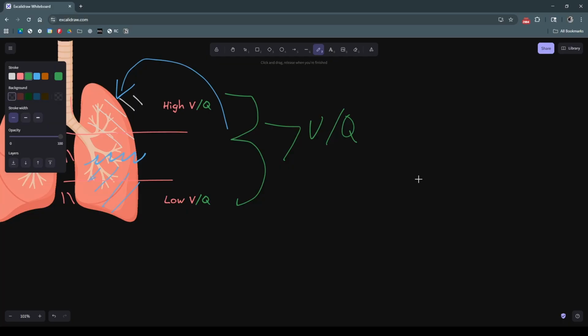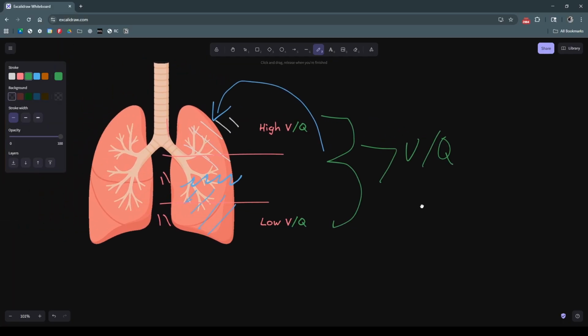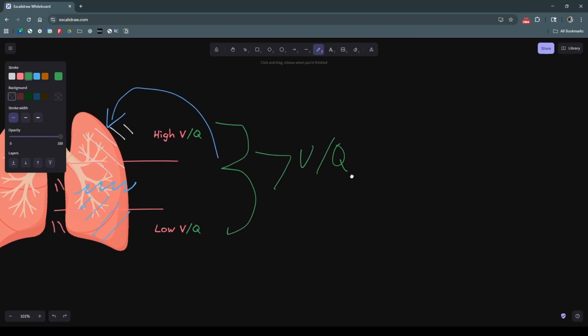Why we're having this discussion is because we want to start talking about when these things are shifting to their extremes, and we're starting to get what we call mismatch, which is to say that we are having a pathological experience where we're starting to have abnormally high ventilation or abnormally low ventilation ratios because our perfusion is up.